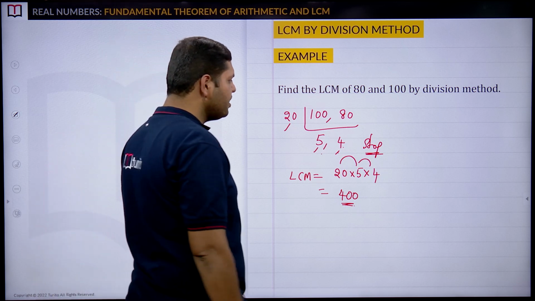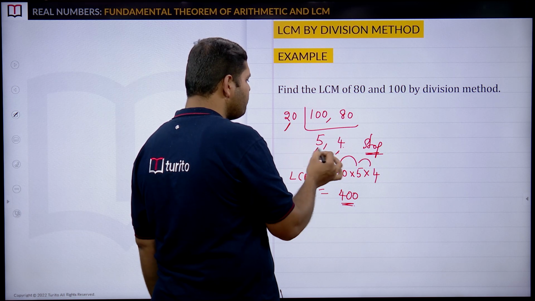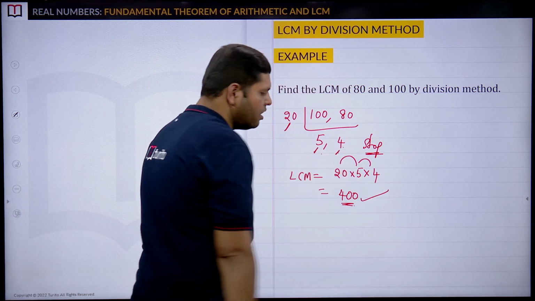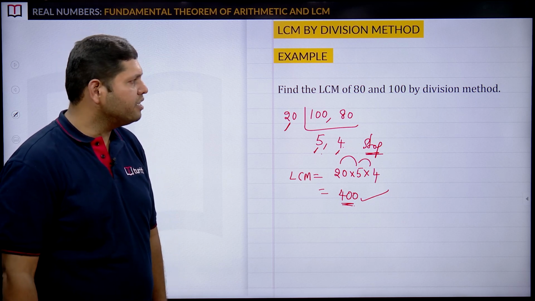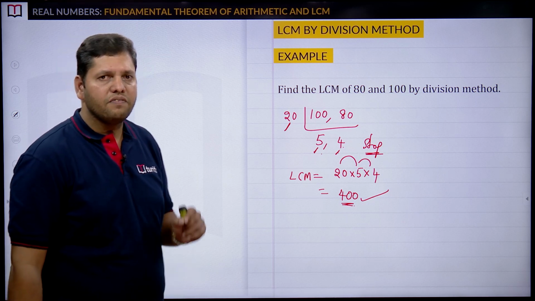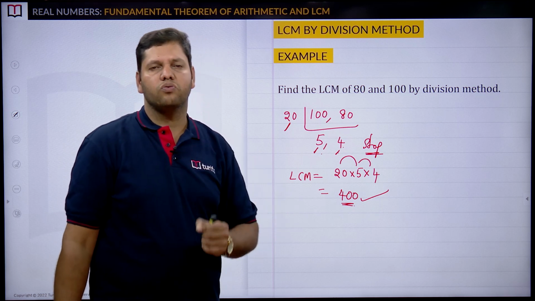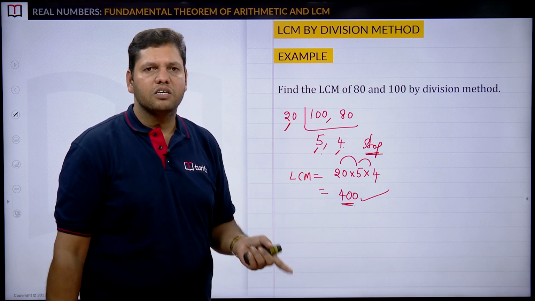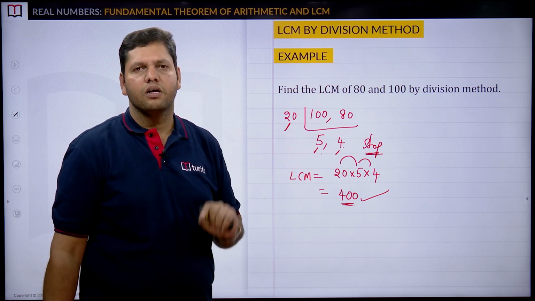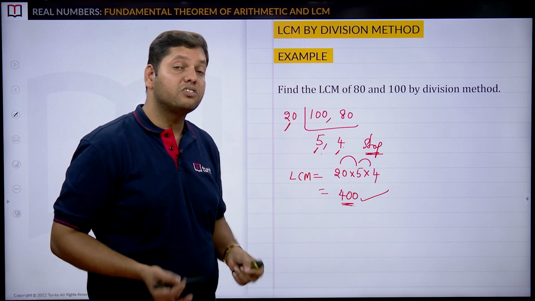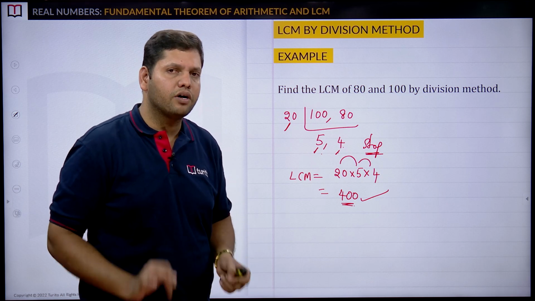So at last what is my LCM? Multiply directly 20 and 5 and 4. So the answer is 400. Clear, children? Are there any doubts? It's a very, very simple method, children. So whenever you are finding the LCM of any two numbers or three numbers, go for this method only. It is the shortest method and you can find the answer very quickly. Okay.